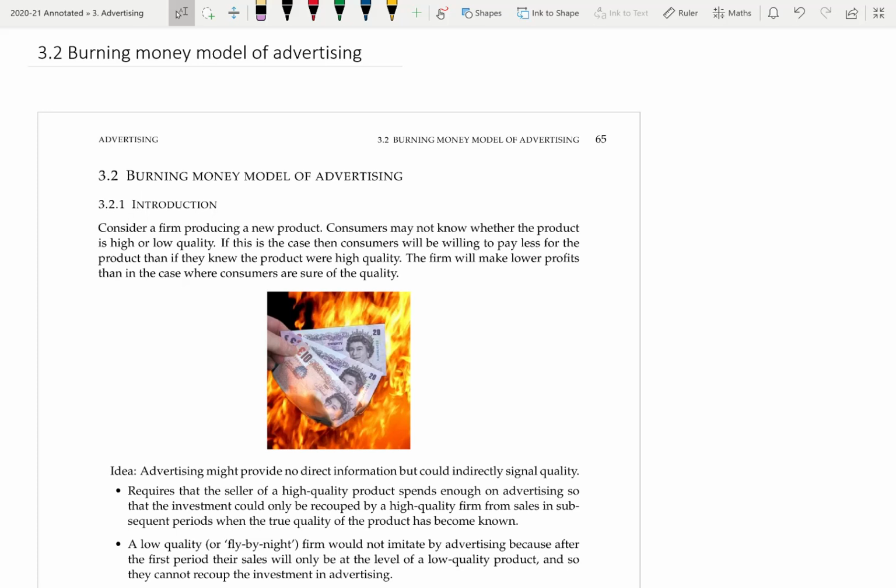In order for spending money on advertising to signal quality, it must be that the seller of a high quality product spends enough that their investment could only be recouped by a high quality firm from sales in subsequent periods when the true quality of its product has become known. If a high quality firm is spending enough, then the low quality firm would not want to imitate by also spending that amount, because they only make sales in the first period. After the first period, the quality of their product becomes known. Once everyone's purchased the product, they learn it's a low quality product, and so a low quality firm would not be able to recoup the investment from advertising.